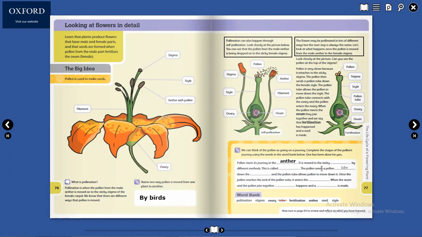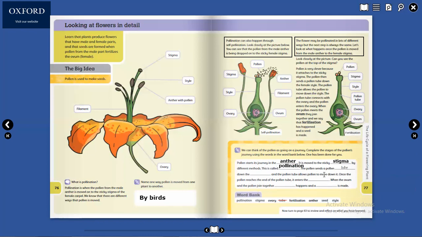It is moved to the sticky stigma by different methods. This is called pollination.